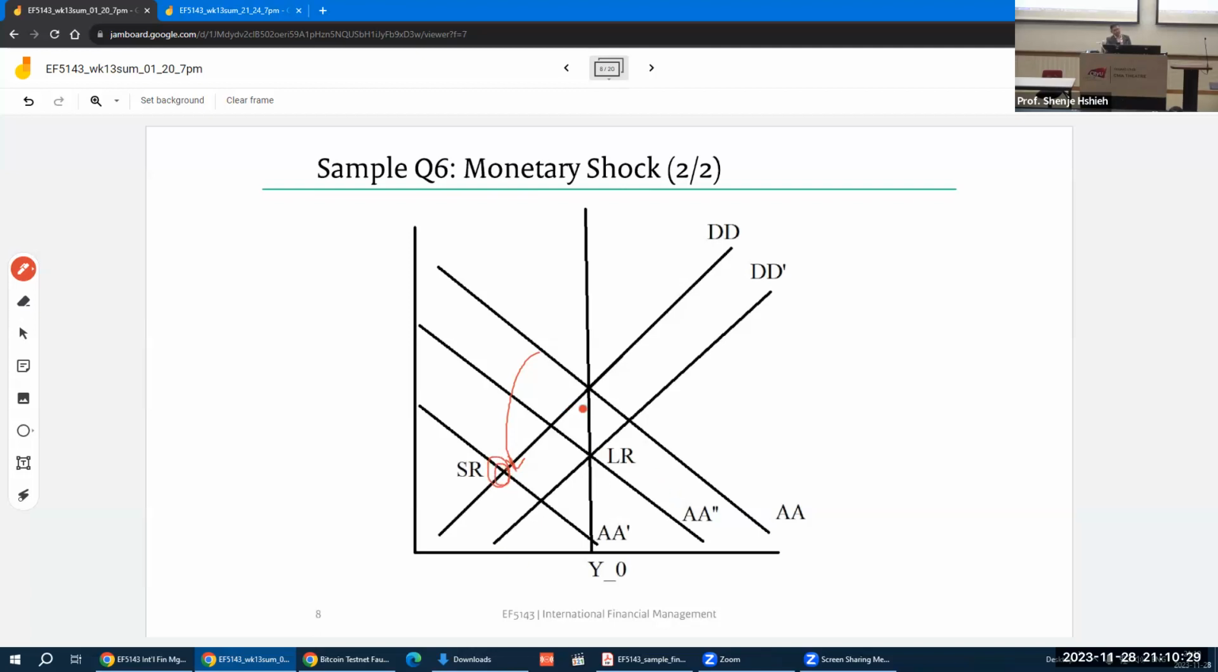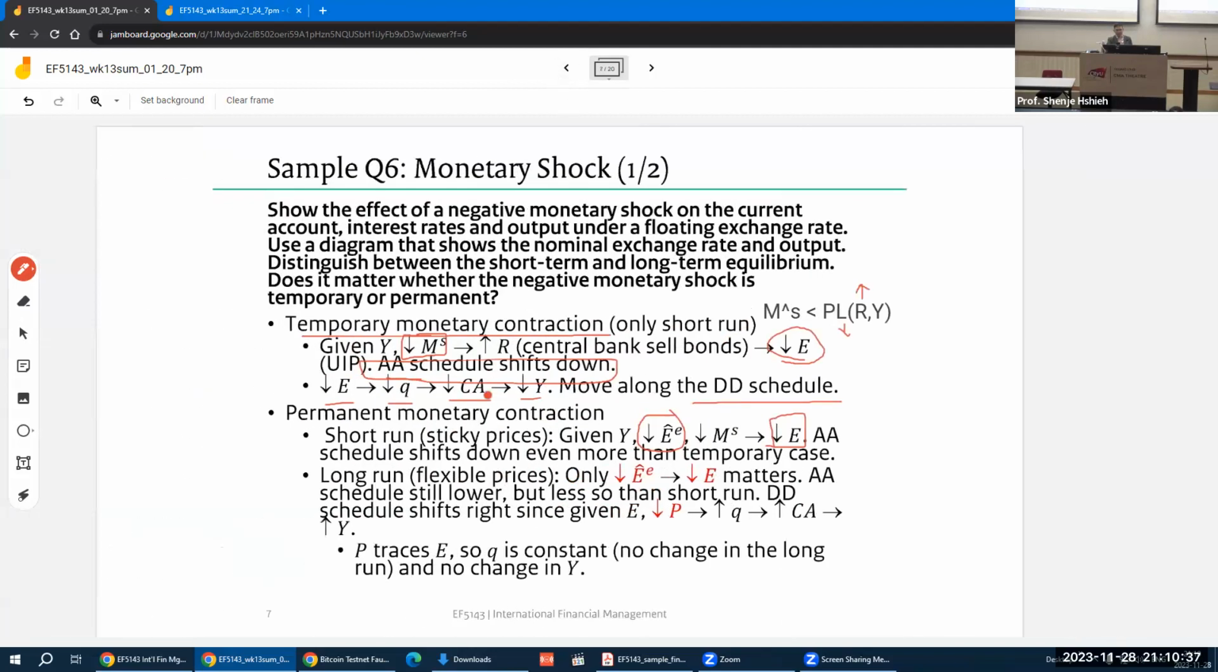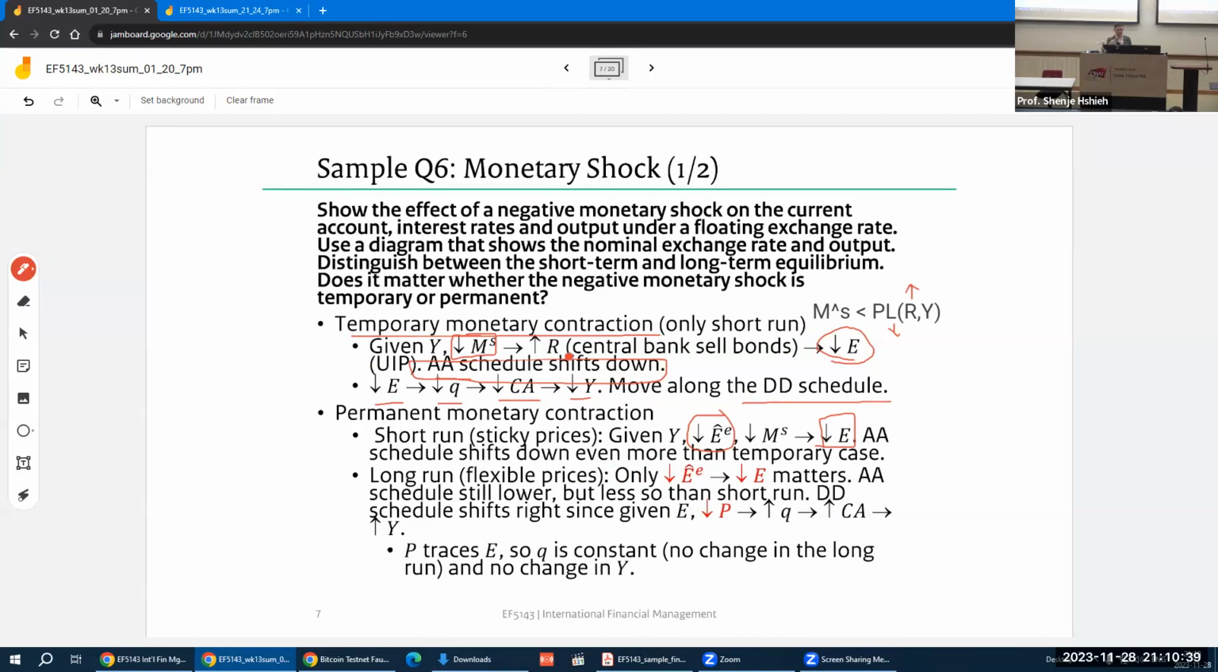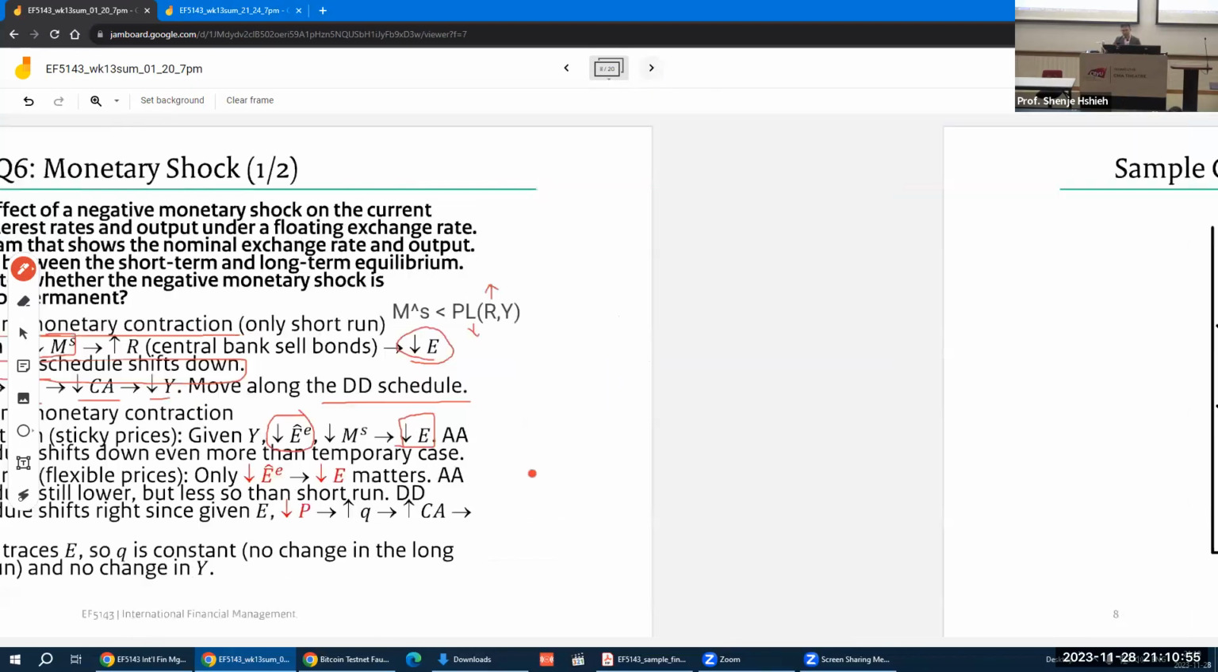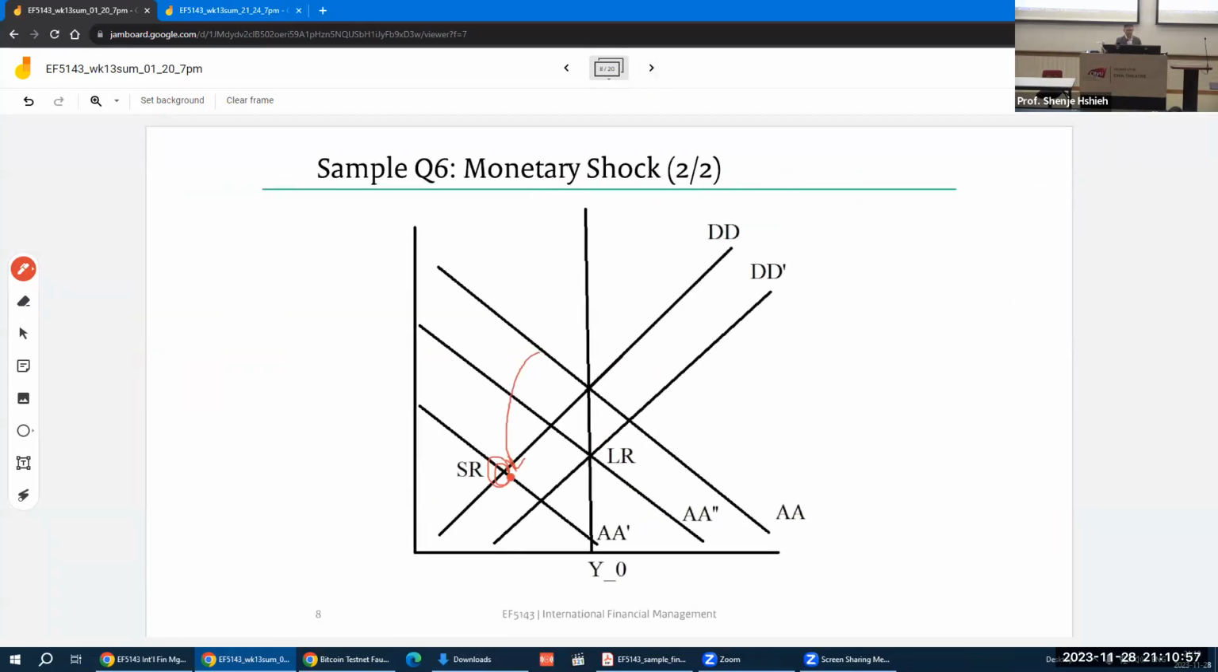Okay. And the logic from moving from this point to this point is the same logic as I mentioned earlier. You have interest rates increasing, central banks selling bonds, R is increasing, so carry traders come in to borrow foreign and lend out, invest in domestic. That's going to push up the price of domestic currency, et cetera. Okay, so that's under sticky prices. So that's the short run.